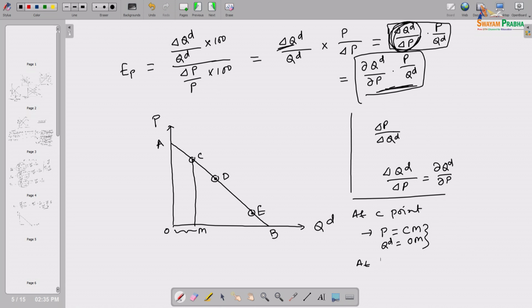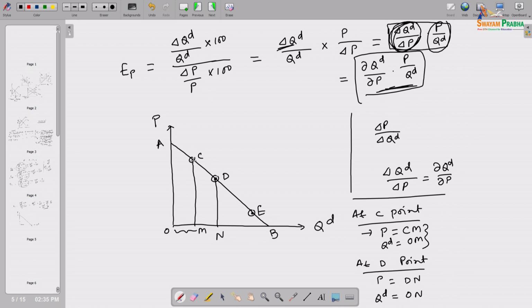At D point, price is basically dn, the vertical distance, and QD is basically ON, the horizontal distance, and similarly for E point. So, if for each of the C, D, E points you take this ratio, price by quantity demanded, it is continuously changing here.